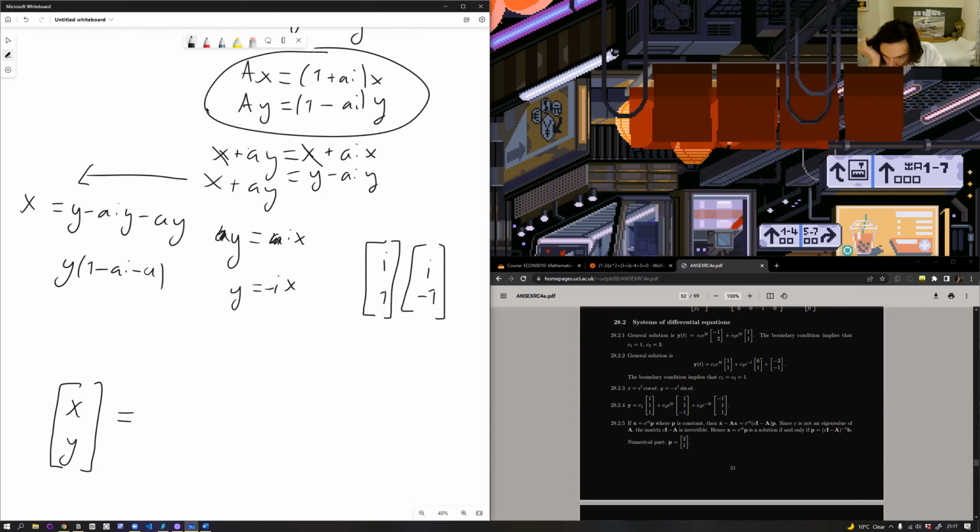We got C1 e to the power of 1 plus ai, which we've already talked about. And then we've got the eigenvector, which is I -1 for this one, and then repeating. Why did I put t there? Sorry, my hair is falling in front of my face. Yes, so it's the same as example 2. Exactly the same thing.